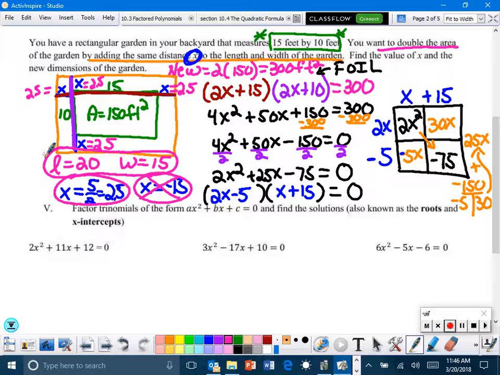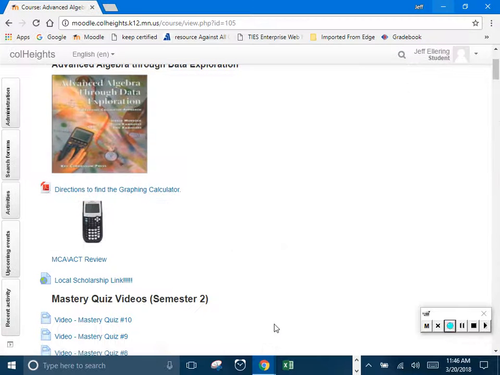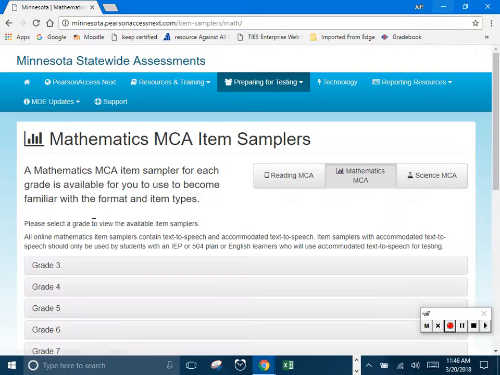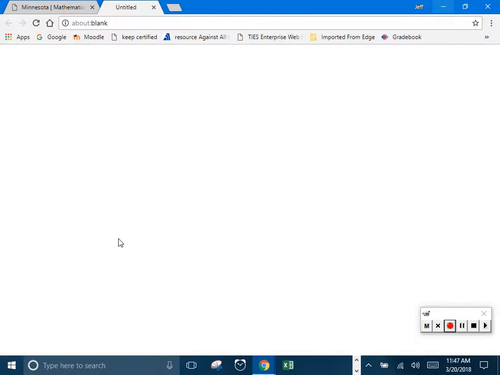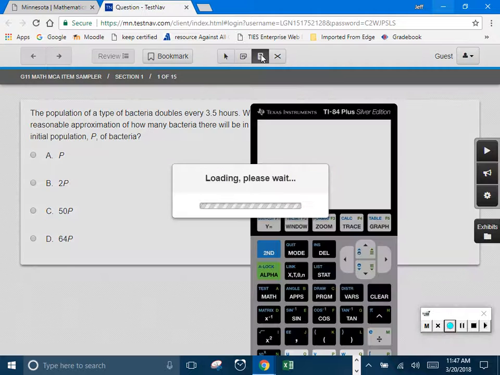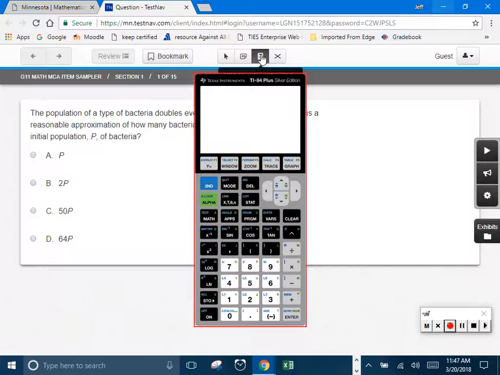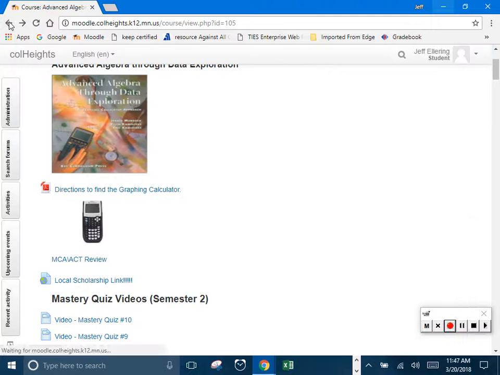One more reminder before you turn this off. Do not forget that if you need a graphing calculator, you can go to Moodle. On Moodle, there's a graphing calculator right there. Go to grade 11, go to the math sampler, click on start, and the calculator is up there. Do not forget you do have access to one on your computer. Again, it will not work on the phone. All right, let's go back. So finish that worksheet, please.